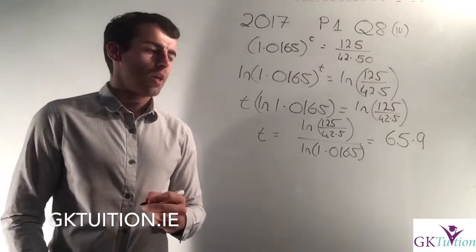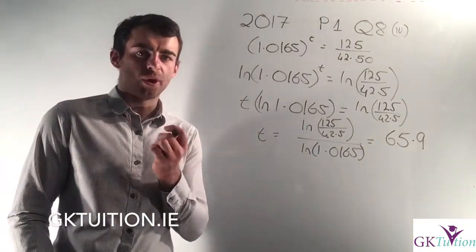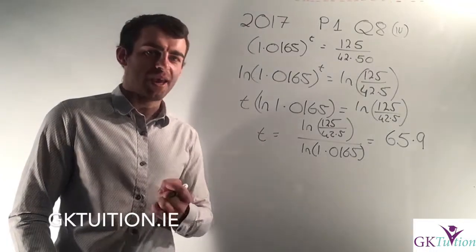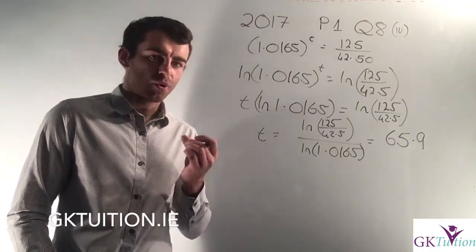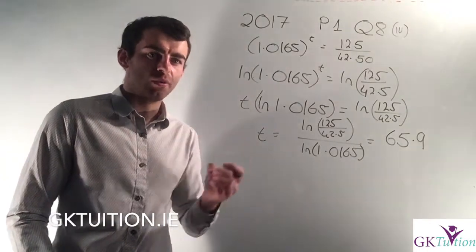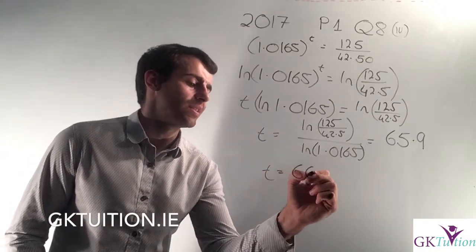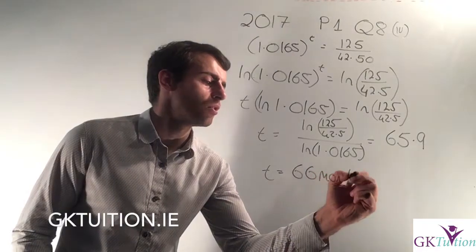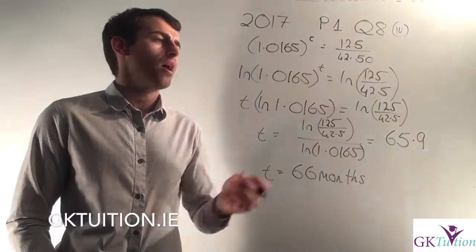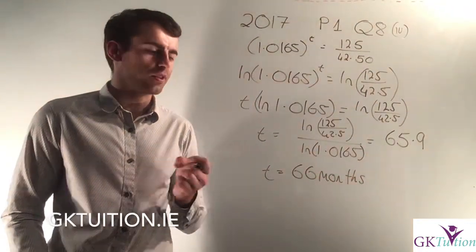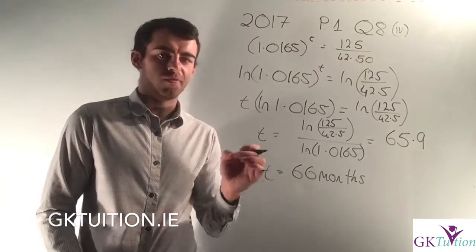Now that means it's going to take 65.9 months for Alex to pay back his credit card debt. The question asked me to leave it to the nearest whole number, or to the nearest month. So in this case, my t is going to be 66 months. If he pays €125 back each month and he pays 1.65% interest, it's going to take 66 months before the loan is paid off.